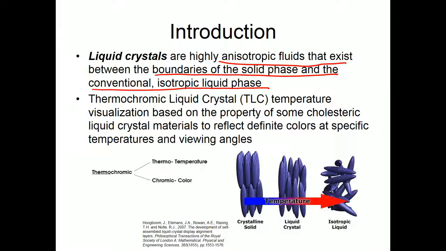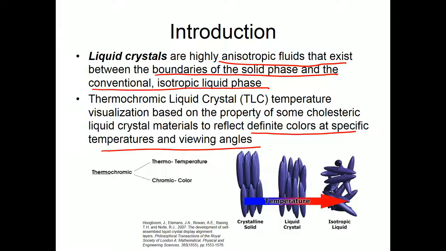Thermochromic liquid crystal visualization depends on some interesting properties, which are called cholesteric properties of the liquid crystal, to reflect definite colors at specific temperatures and viewing angles. This is the most important part, right? How does this technique actually work?